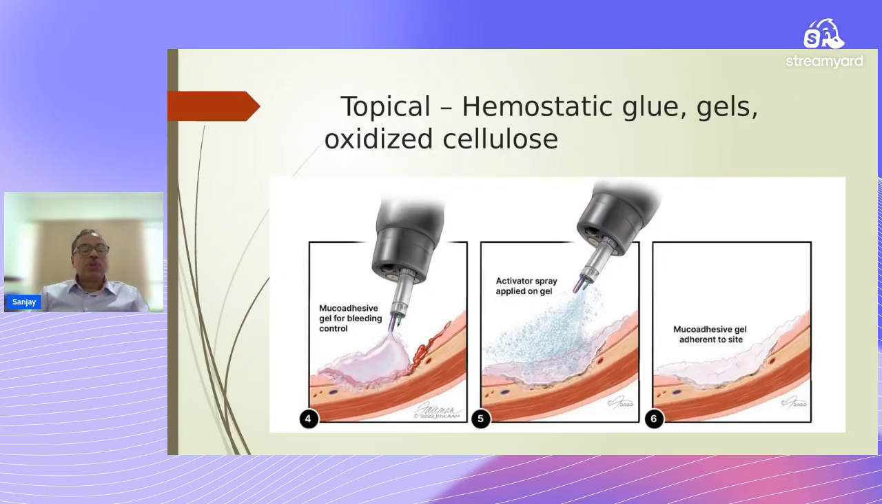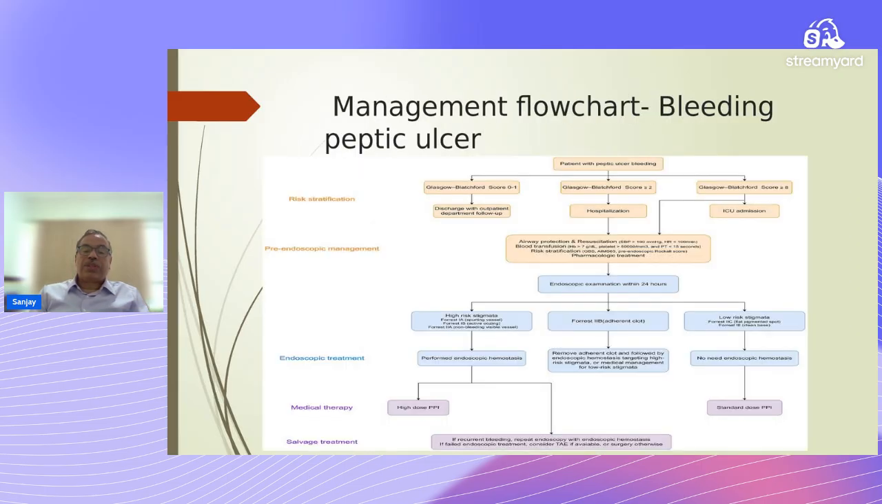You can also use certain topical agents like those shown in this diagram: a hemostatic glue or gels or even oxidized cellulose. Basically, it adheres to the site of hemorrhage, but the chances of rebleeding may be high, and possibly it can be controlled again with other measures.